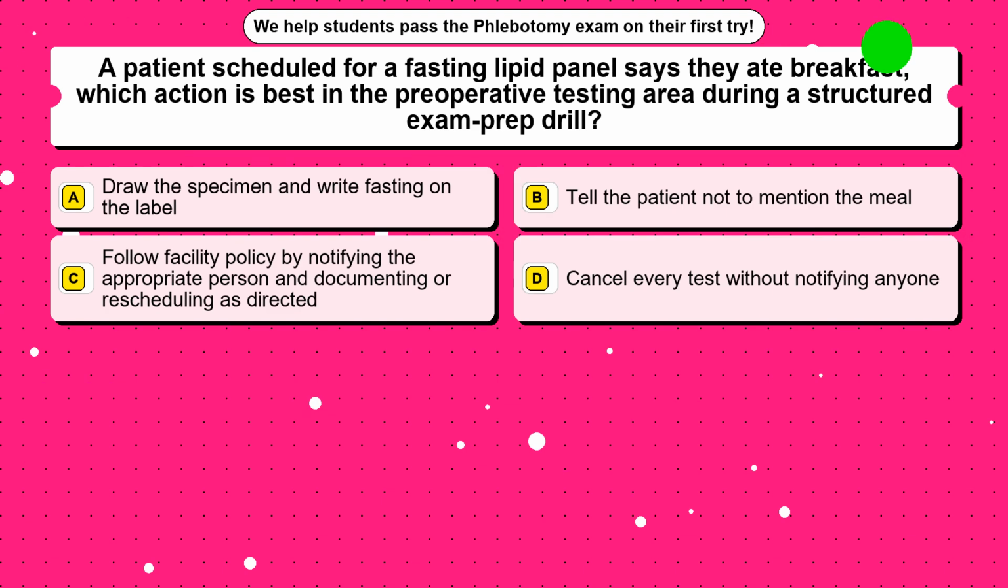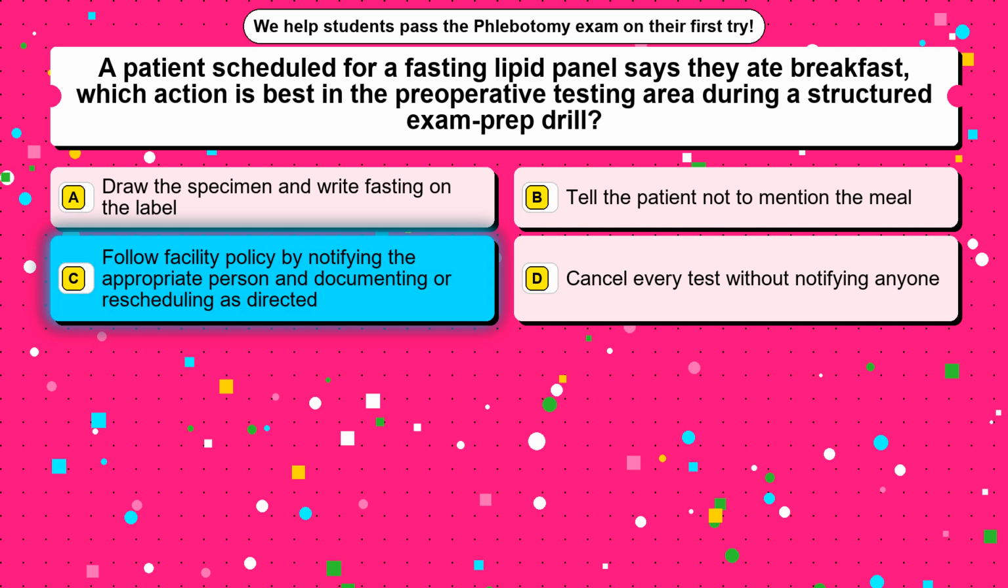Question 46. A patient scheduled for a fasting lipid panel says they ate breakfast. Which action is best in the preoperative testing area during a structured exam prep drill? Option A, draw the specimen and write fasting on the label. Option B, tell the patient not to mention the meal. Option C, follow facility policy by notifying the appropriate person and documenting or rescheduling as directed. Option D, cancel every test without notifying anyone.